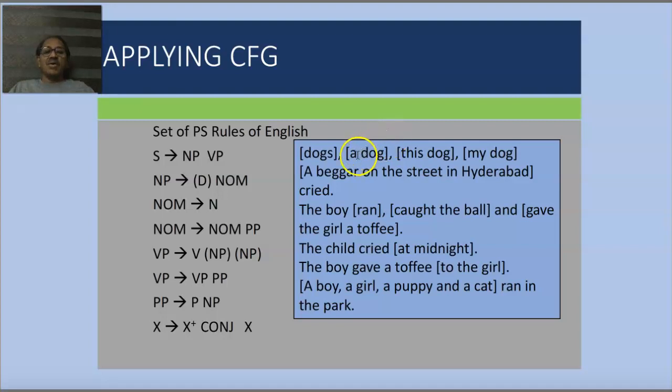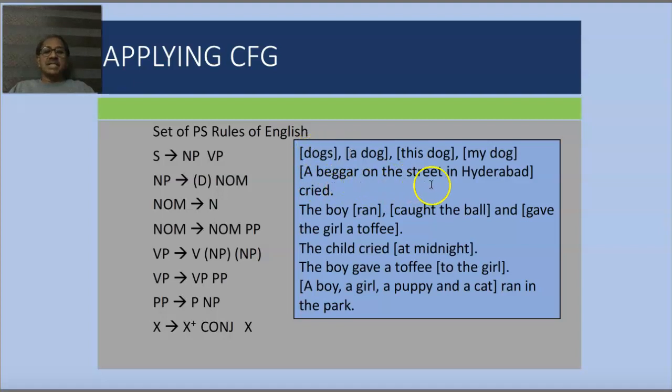So this and my can be put into one class. That is, articles, demonstratives, and possessives are put in one class, and we call the class determiners. So a noun phrase consists of a noun. It can also have a determiner and a noun. That means the determiner can be optional, right? But that's not enough.